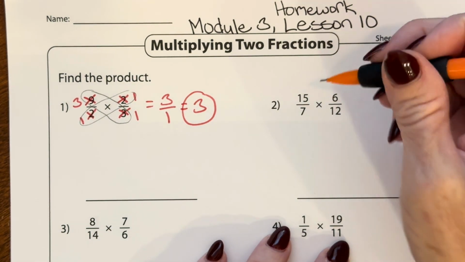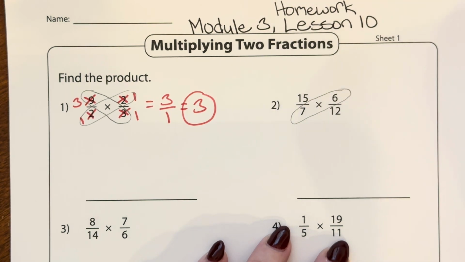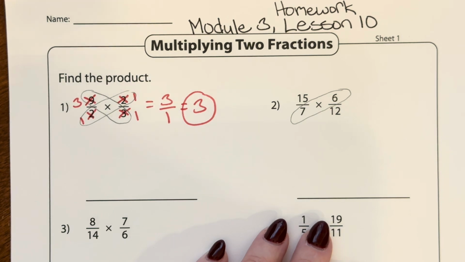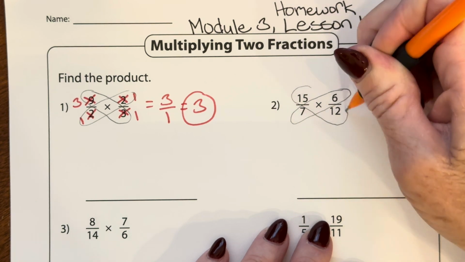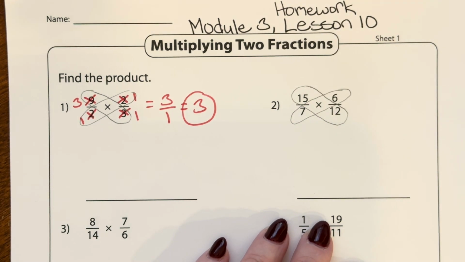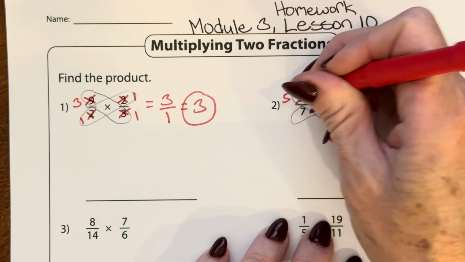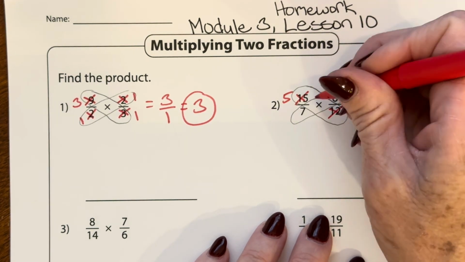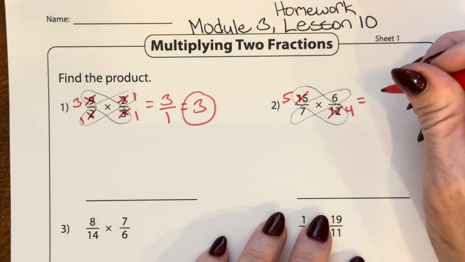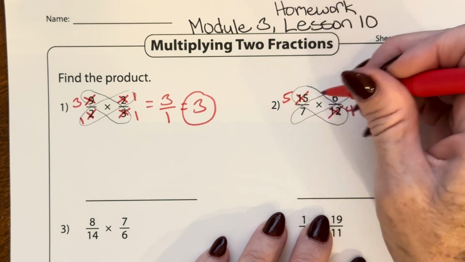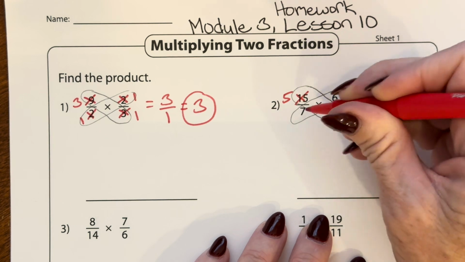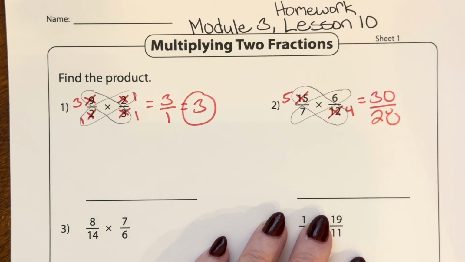Okay, my next one, I look at 6 and 7. There's no factor for both that can fit into both of them. They don't have a common factor other than 1. So there's nothing I can do on that side. What about on this side? A factor for 12 and 15 is 3. So 3 times 4 is 12, and 3 times 5 is 15. So I simplified the best I could, and now I'm ready to multiply straight across. So 5 times 6 is 30, and 7 times 4 is 28.